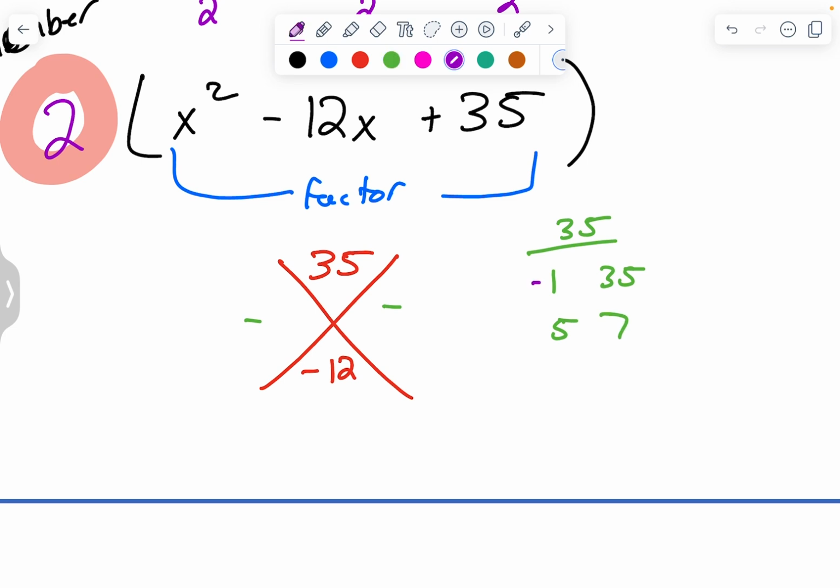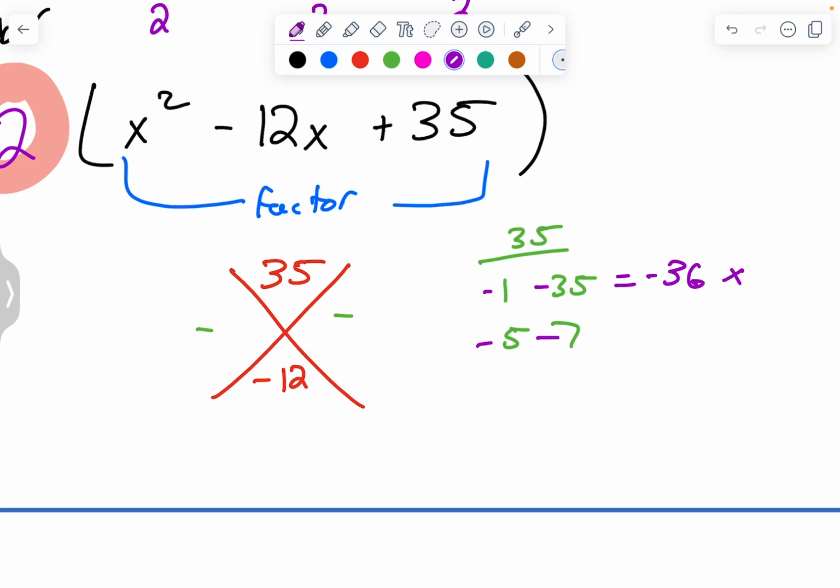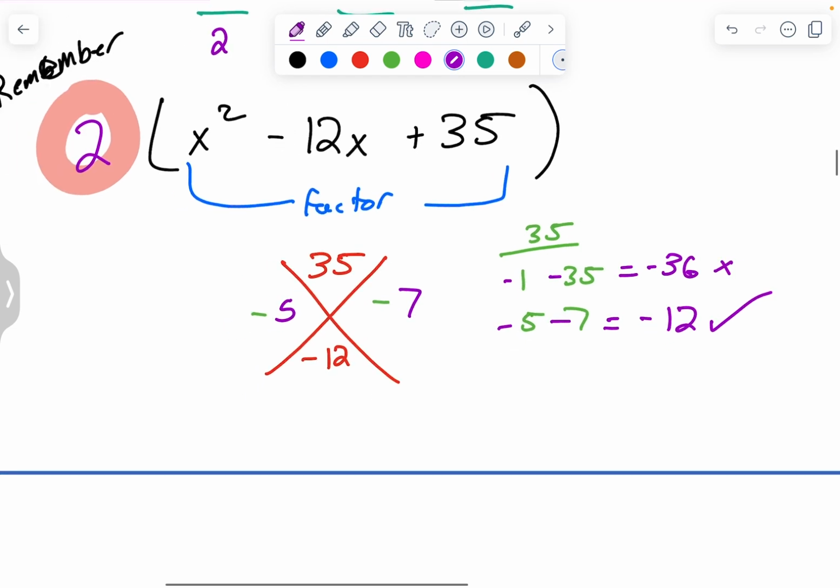Okay, again, they're both negative. So negative 1 minus 35 is a negative 36, so that's not it. Let's hope this other one works. Negative 5 minus 7 is negative 12. There we go. So it's negative 5 and negative 7. Okay, so now I found out, hey, my factors are x minus 5 and x minus 7.